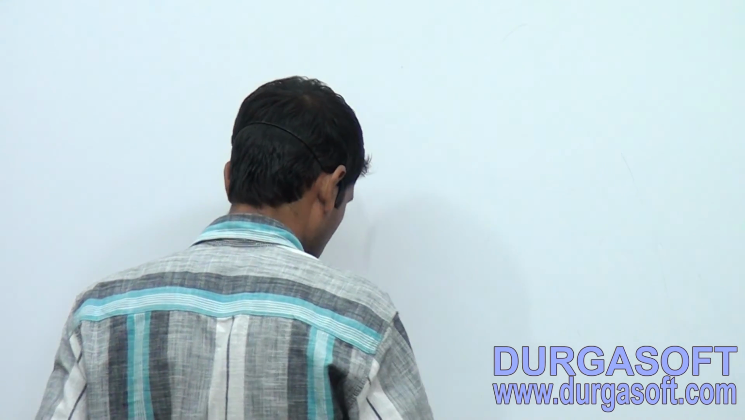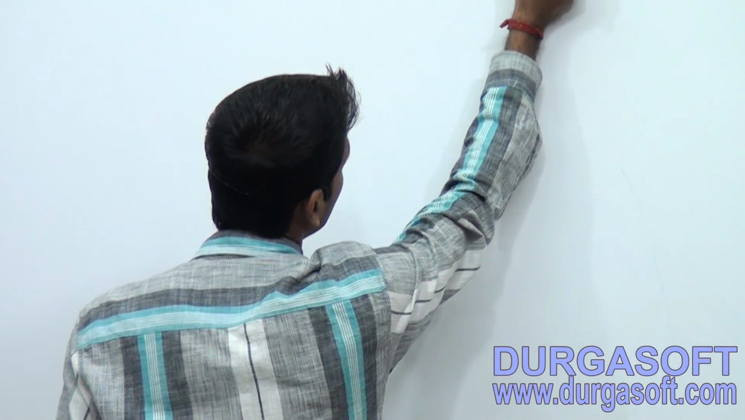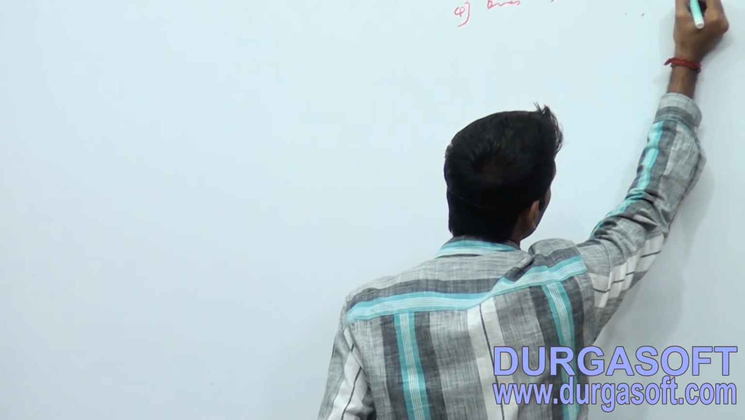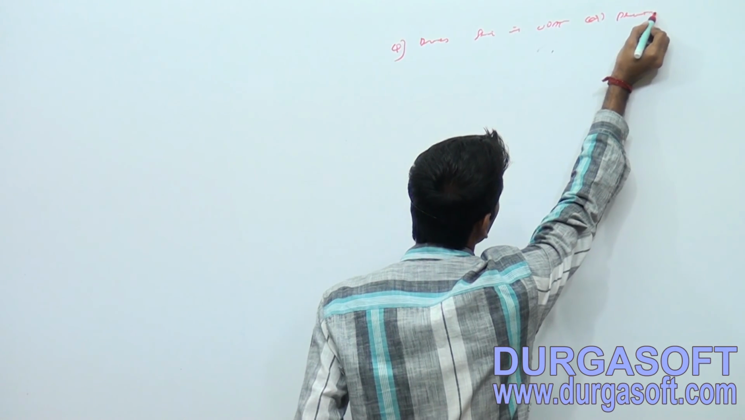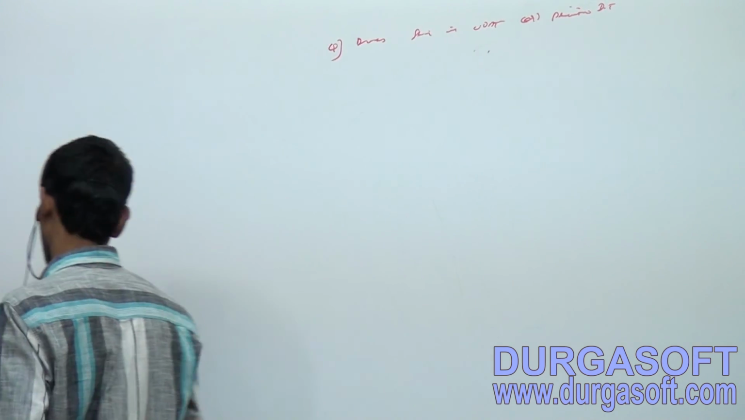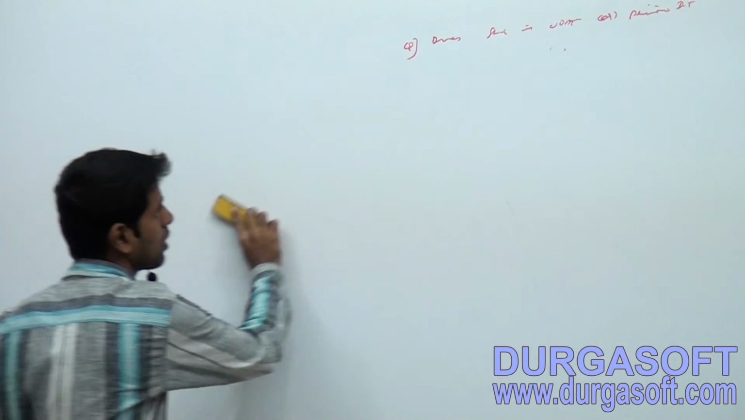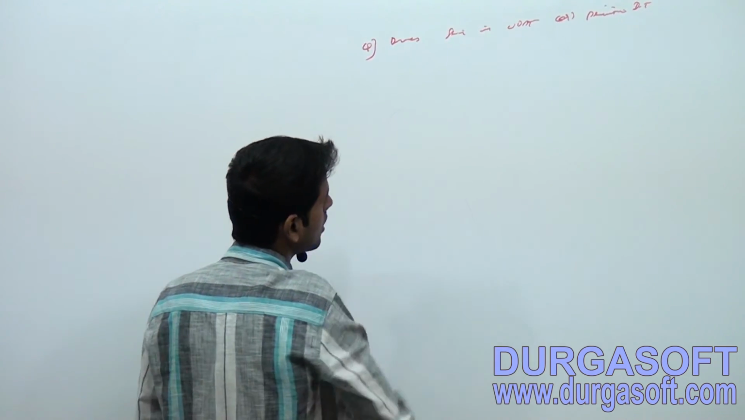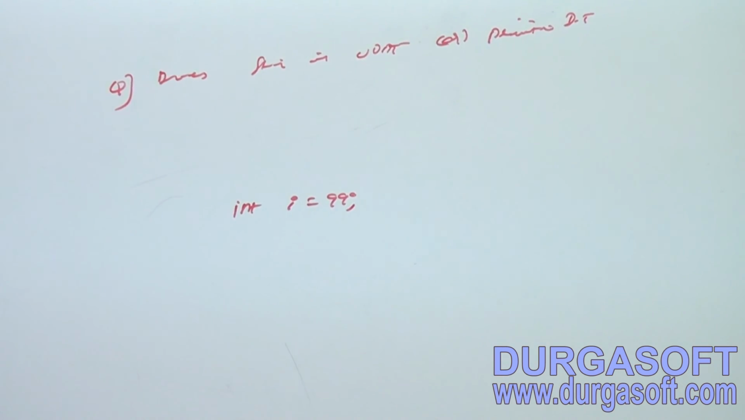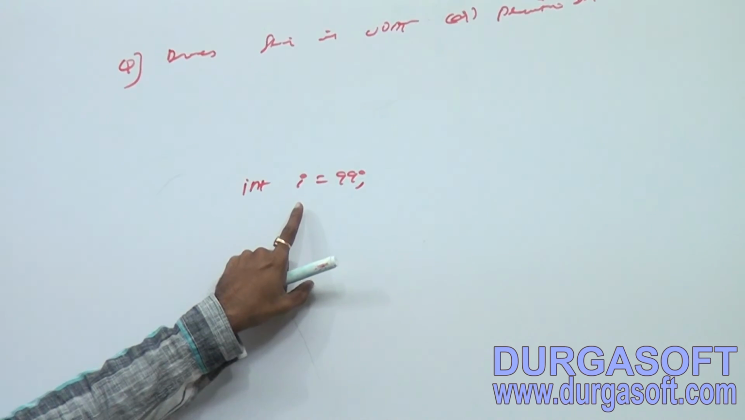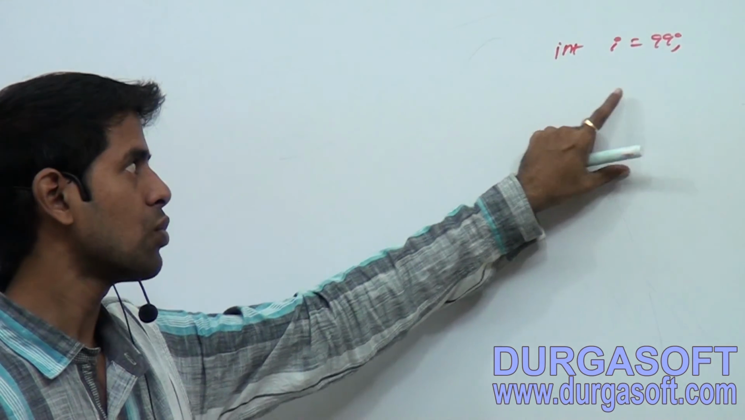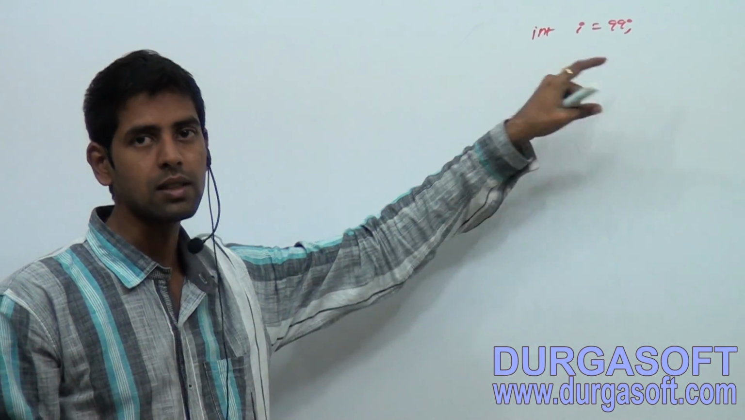Is a string a user defined data type or a primitive data type? Observe here, what is a user defined data type? First, let us understand primitive. int i = 9. i is a variable of primitive data type int, which is holding the value 9.